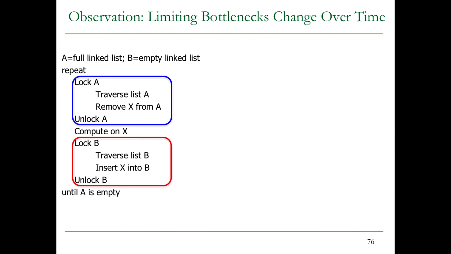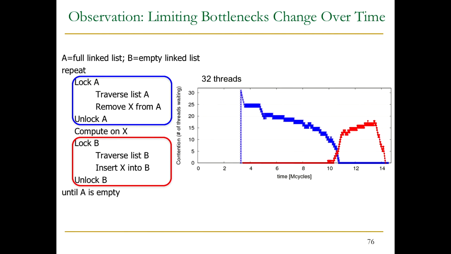So we're going to look at the behavior of this. If you look at how many threads are waiting for this lock at any given point in time versus this lock, initially many threads are waiting for this lock because this is a full linked list, right? You traverse it, it takes time, and as a result, you cause a lot of waiting for other threads. All of them are trying to do the same thing. They're trying to remove stuff, and later they're going to try to add stuff to this linked list. As a result, this lock is not contended, but this lock is contended.